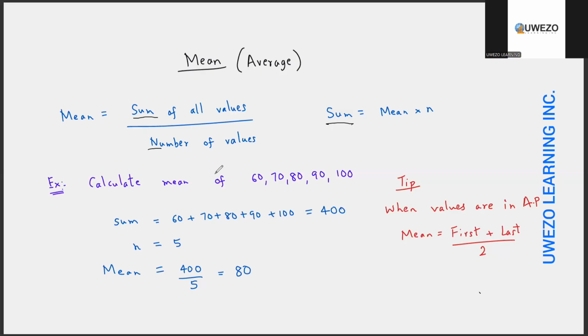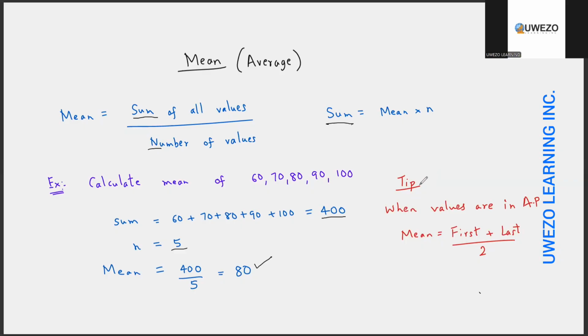For example, to find the mean of 60, 70, 80, 90, and 100, first we do the sum, which we get as 400, and clearly there are 5 values here. So the mean would be the sum 400 divided by the number of values 5, and that would be 80.